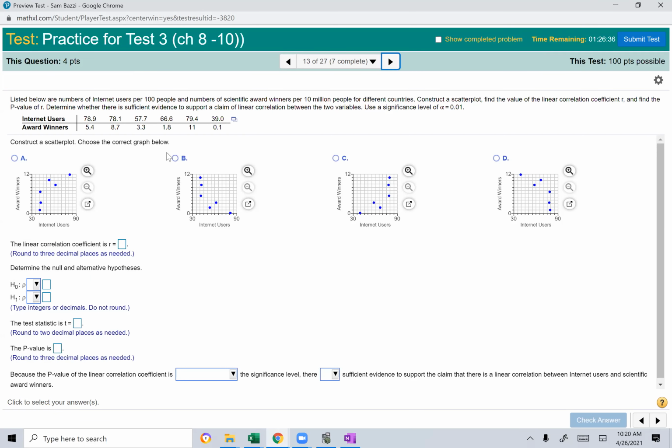This is another hypothesis test. Now we're going to use the linear regression t-test for this one. Listed below are numbers of internet users per 100 people and the number of scientific award winners per 10 million people for different countries. Construct a scatter plot, find the values of the linear correlation coefficient R, and find the p-value of R. Determine whether there is sufficient evidence to support the claim of correlation. Okay.